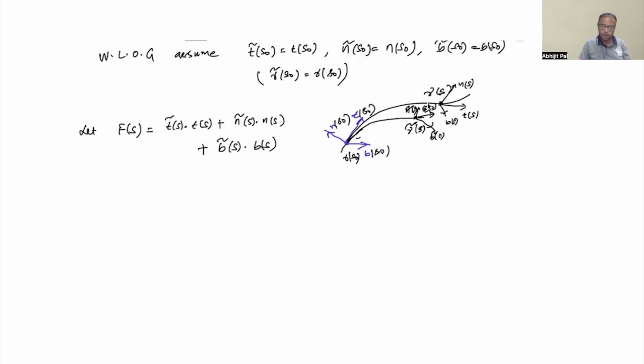So F of s naught. T of s naught is equal to T tilde of s naught, so the first term will be equal to 1. The second term will also be equal to 1. The third one will also be equal to 1. So this is equal to 3. Now the claim is the following: this F of s will be equal to 3 for all s.